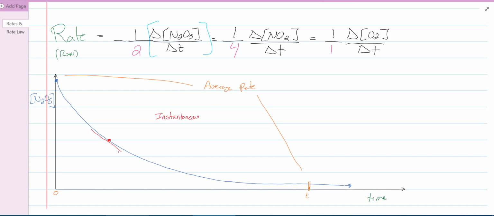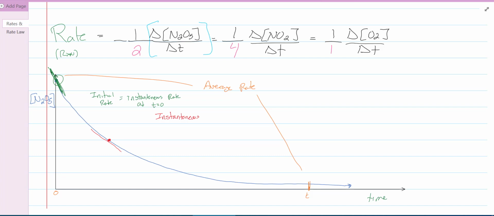Okay, so the instantaneous rate varies. It's the tangent line to this graph right here. It's the tangent line to the graph, whatever that is. And then last but not least, there is the initial rate, which is the instantaneous rate at t equals 0, which is right there. So the tangent line at t equals 0. We'll use that instantaneous rate soon. So those are your rates.